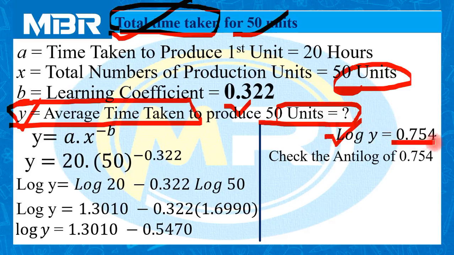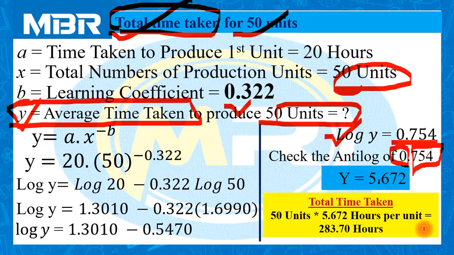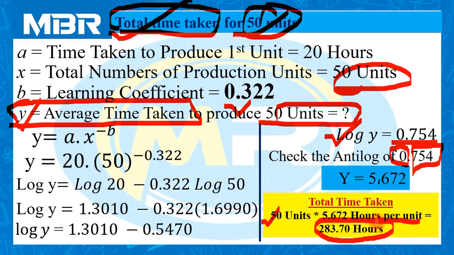Final value of log Y is 0.754. Check the anti-log of 75, 4, and the result is 5672. Here we have 0, so 0 plus 1 equals 1, so put the decimal after the first digit, so Y is equal to 5.672. Total time taken to produce 50 units of output: 50 units multiplied by 5.672 hours per unit, resulting in 283.7 hours. We need to keep this figure in our mind in order to conclude answer number 4.